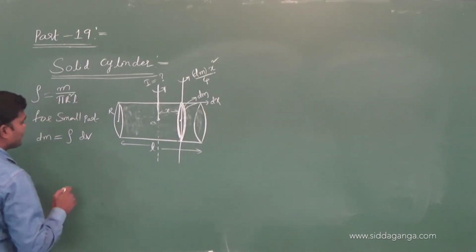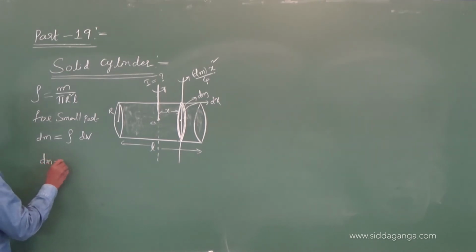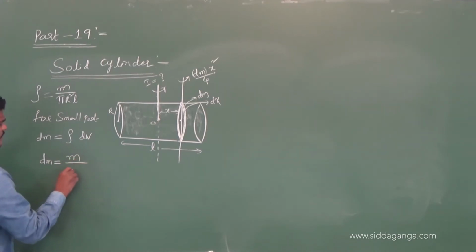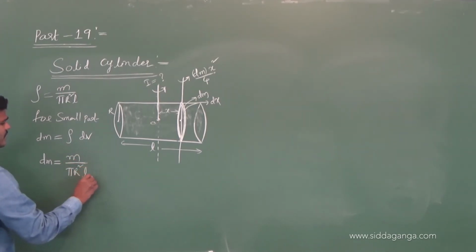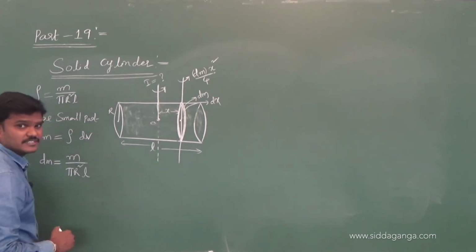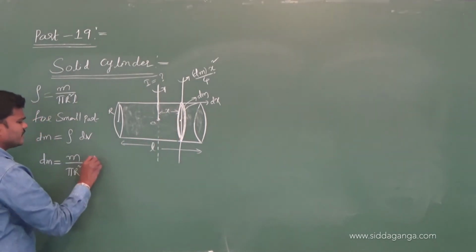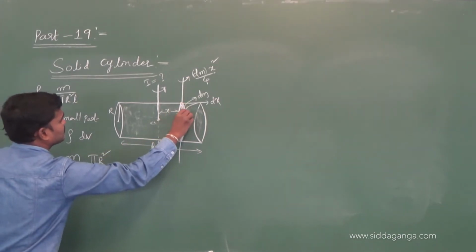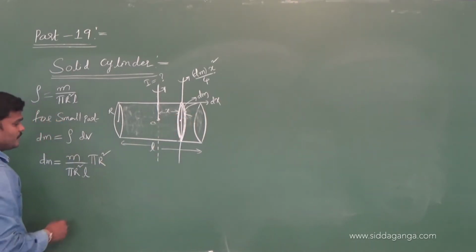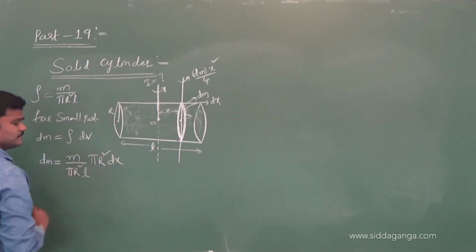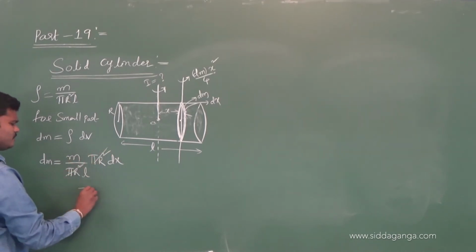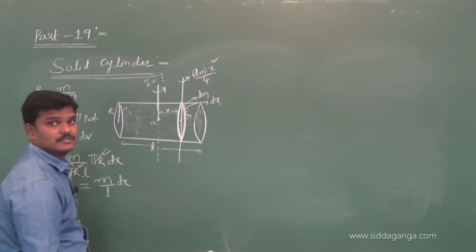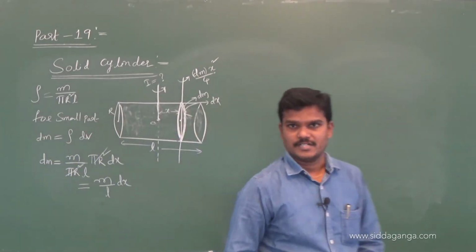Rho into dV gives dm. What is rho? Rho is M by pi R square L. dV is the area of the circular disc times the thickness. What is the area of the circular disc? Pi R square, because R is the radius of the circular disc. So pi R square into dx. Then what is the dm value? M by L dx. So I got the small mass, M by L dx. Got it?